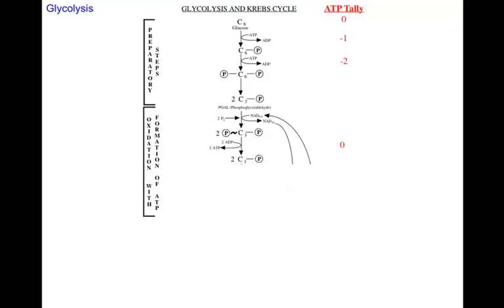Now in this next step, the high energy phosphate on the 3 carbon fragments with the 2 phosphate groups on them is broken off, and that phosphate group is added to 2 ADP molecules to make 2 ATP molecules. And what we end up with is 2 ATPs produced here. We had used up 2 before. So now our ATP balance sheet, tally sheet, takes us to 0. We have now broken even on the number of ATPs. We used 2 up in the preparatory steps. We got those 2 back now.